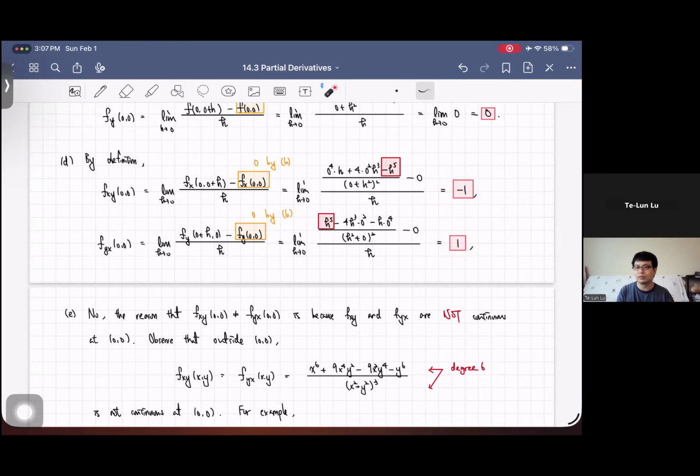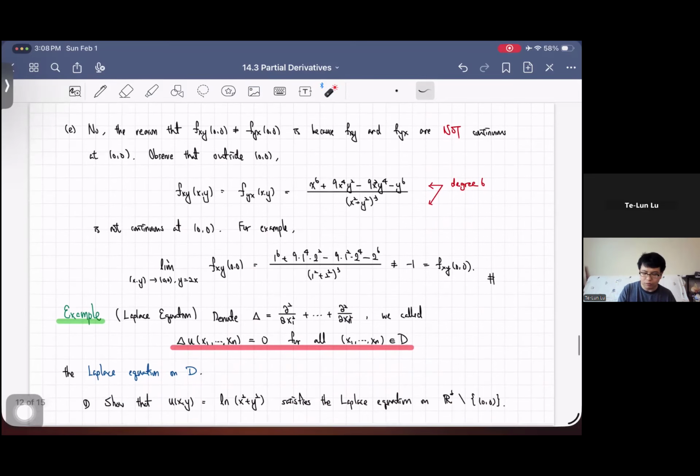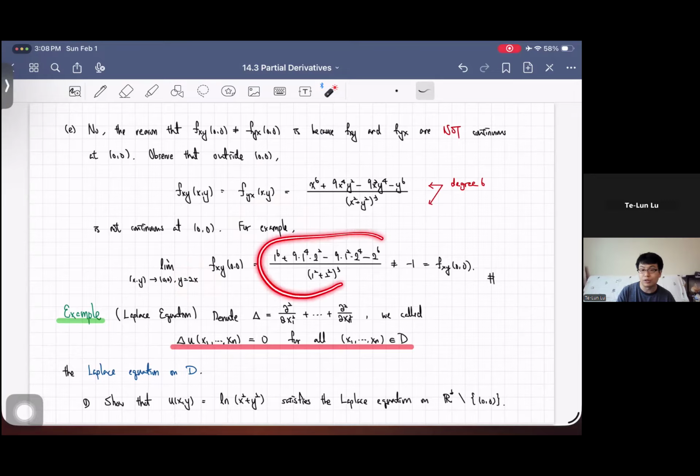Because Clairaut's theorem tells you that, provided continuity of the mixed derivatives, you get the same fxy and fyx, which in this case is not satisfied. So this is just a quick demonstration of why it is not continuous. Say I go along some direction, y equal to 2x, then you can actually get some number which is not minus 1, which is the definition, the derivative of xy at the origin. So again, let me just mention this.